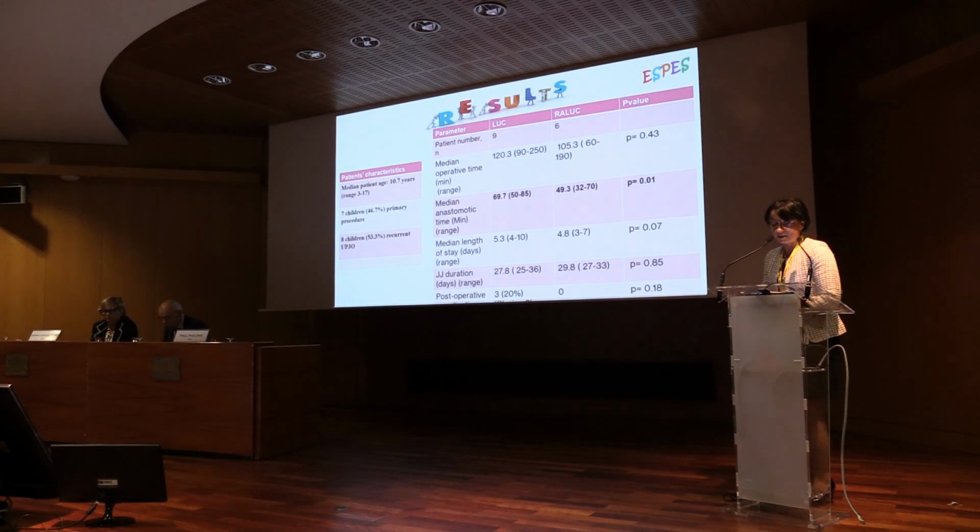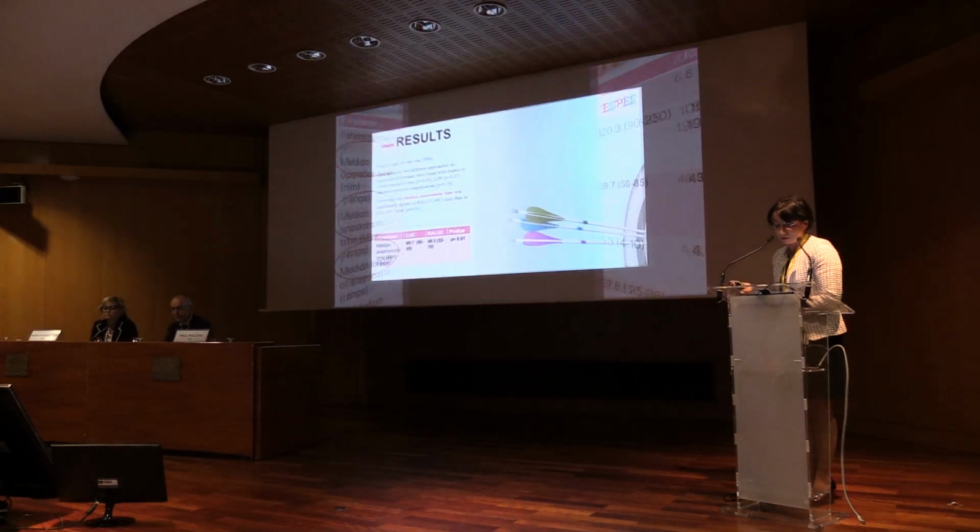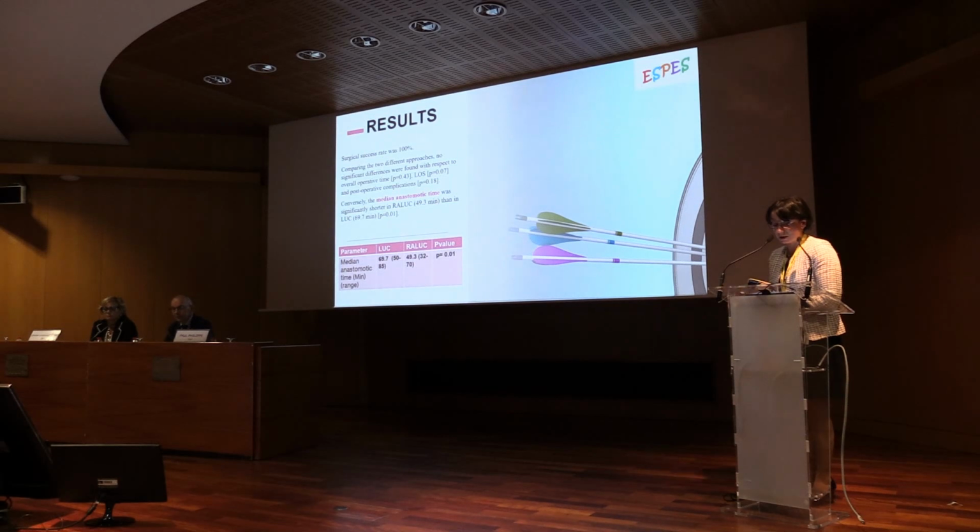As for the patient characteristics, the median patient age was about 10 years. 7 children underwent a primary procedure and 8 of them underwent a procedure for recurrent UPJO. The median operative time was quite similar between the 2 procedures, and the surgical success rate was about 100%. Comparing the 2 different approaches, no significant differences were found between them regarding operative time and postoperative complications.